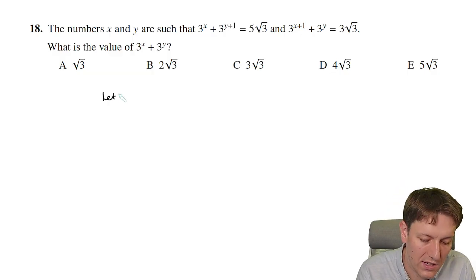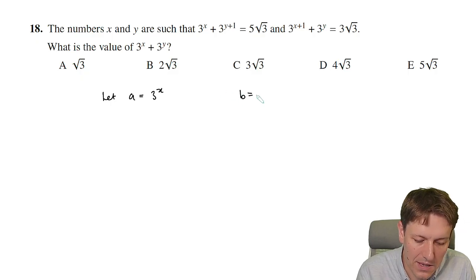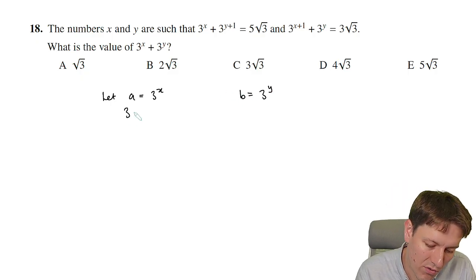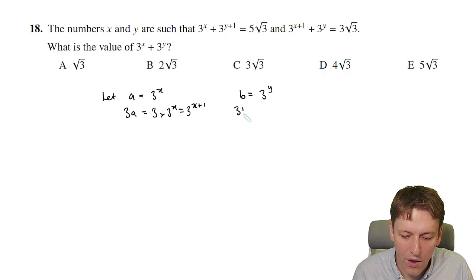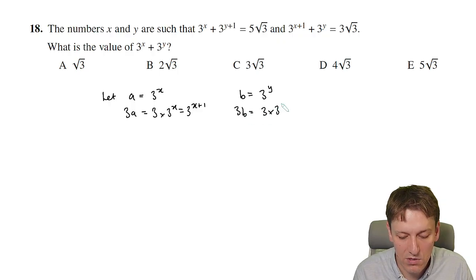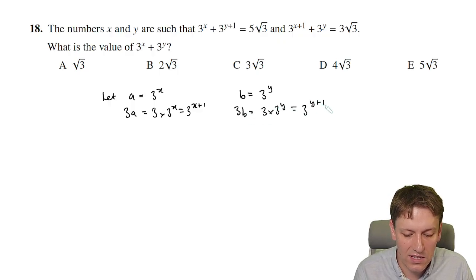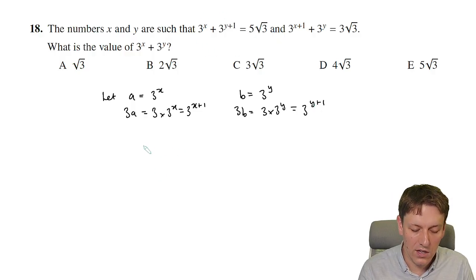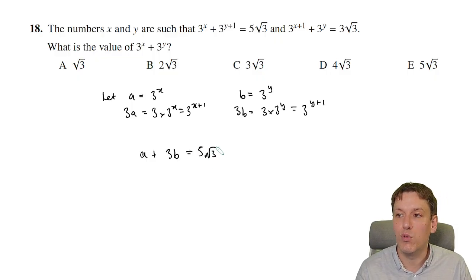So for example, we could just say, let's let a be 3 to the x, and then let's let b be 3 to the y. And then you see, if we do 3 times a, that's 3 times 3 to the x, which is 3 to the x plus 1, and 3b is 3 times 3 to the y, that's 3 to the y plus 1. So I can actually write this first equation. 3 to the x is a, 3 to the y plus 1 is 3b, that's equal to 5 root 3.